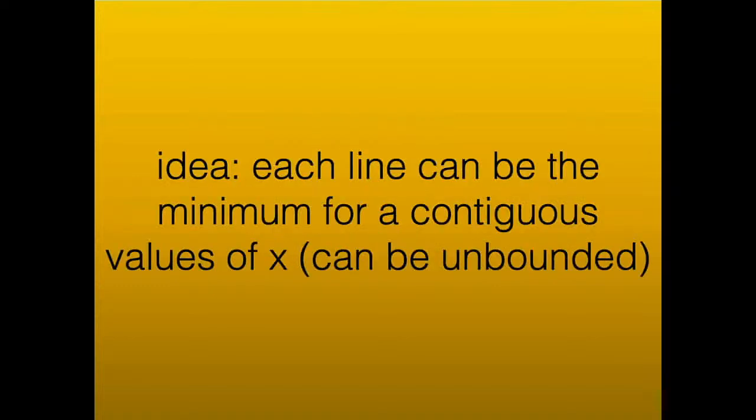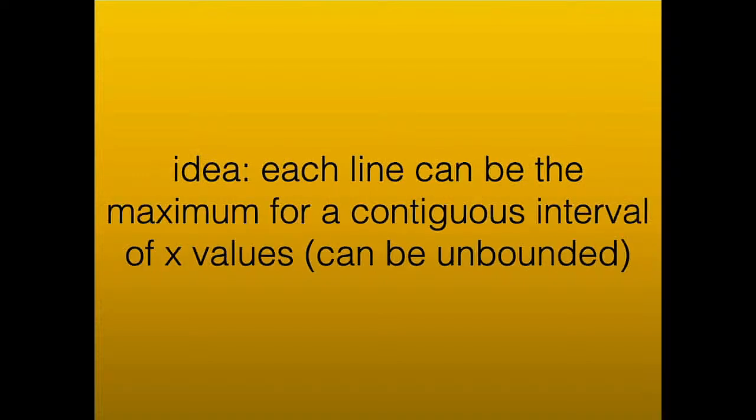The idea is, of course, we want faster than n times q. Each line can be the minimum, the answer, for contiguous values of x. So let's say there are these lines.